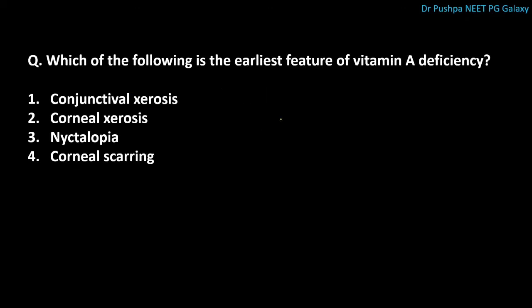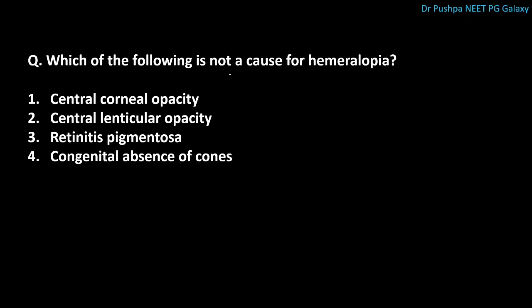Next question is, which of the following is the earliest feature of vitamin A deficiency? The correct answer is nyctalopia. Which of the following is not a cause for hemeralopia? The correct answer is retinitis pigmentosa. Hemeralopia is also called as day blindness. In retinitis pigmentosa, we will see night blindness.